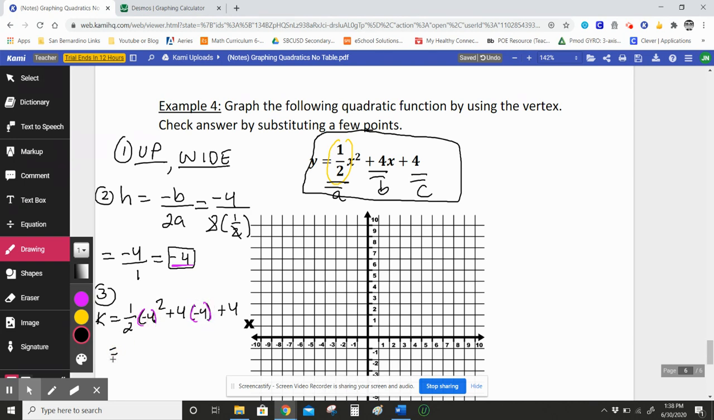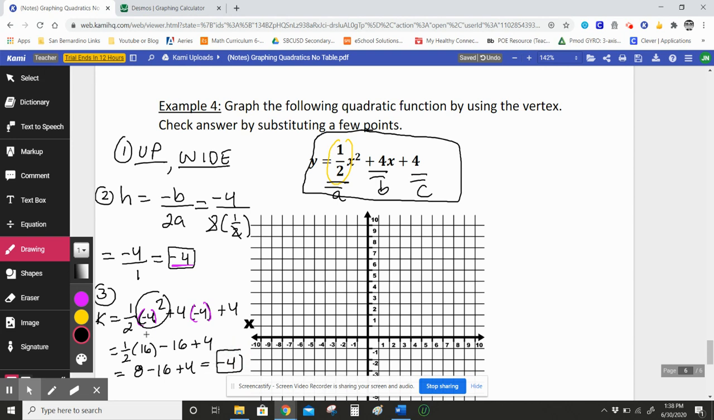Okay, so that gives me 16. So 1/2 times 16. This will give me 4 times 4, which is another 16 negative, and then plus 4. So half of 16 is just 8. So 8 minus 16 plus 4, which simplifies out to negative 4.